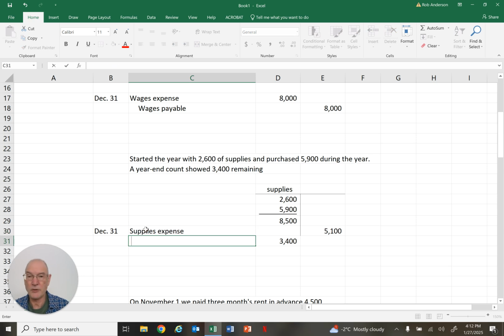And we also know that we have fewer supplies. We have to bring our balance from 8,500 down to 3,400. So we're going to credit supplies.